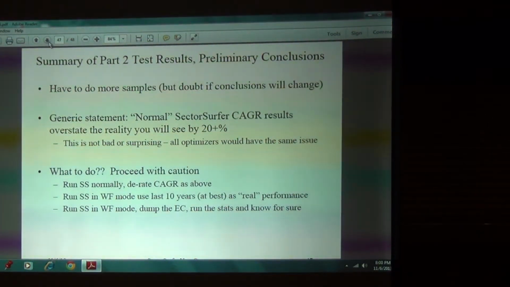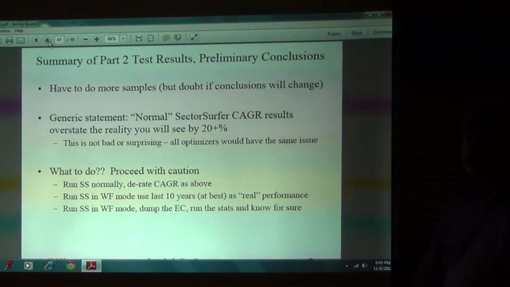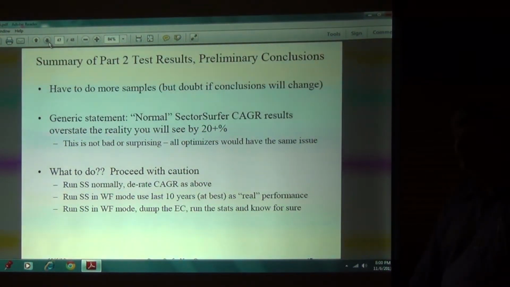Question, Al. Yes, sir. Is there anything in this work that answers the question, if you're running a real portfolio of SectorSurfer, is it always best to run the algorithm today to select tomorrow's fund? In other words, is it always right to use all the data from yesterday and backwards to select tomorrow's fund?